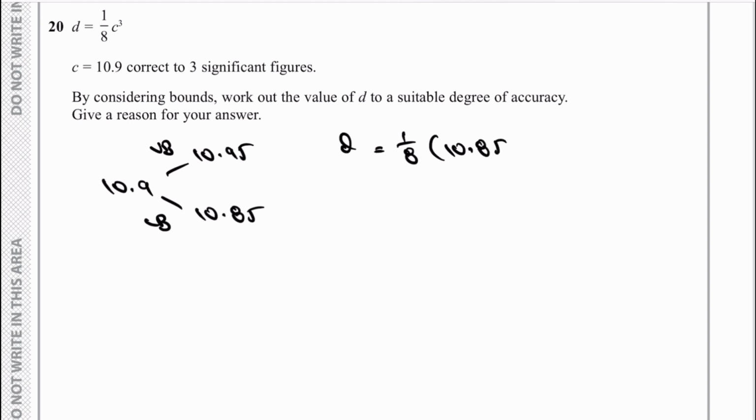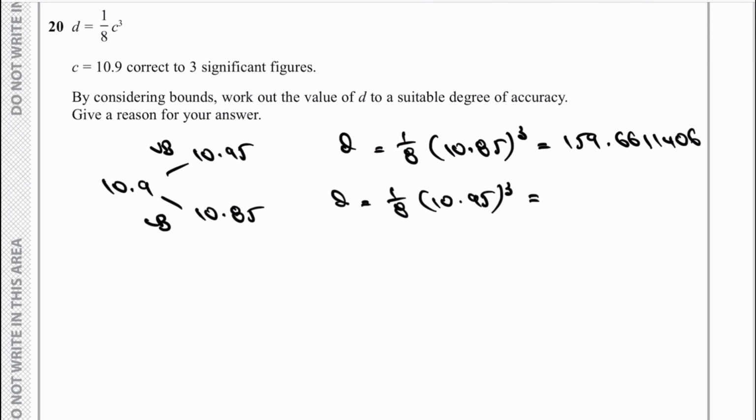So I'm going to first do the lower bound, and that's going to give me 159.6611406. Okay, and then if I do the same with the upper bound number, I'm going to get 10.95 cubed, and that's going to give me 164.1165. Now the question says, by considering bounds, work out the value of D to a suitable degree of accuracy.